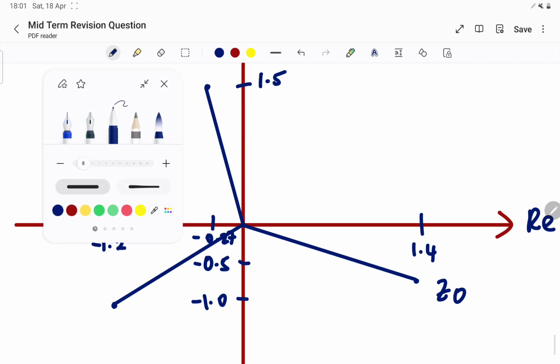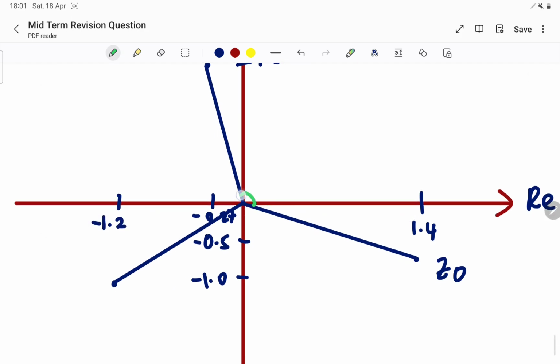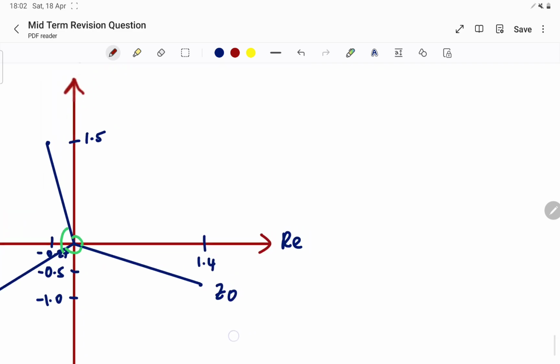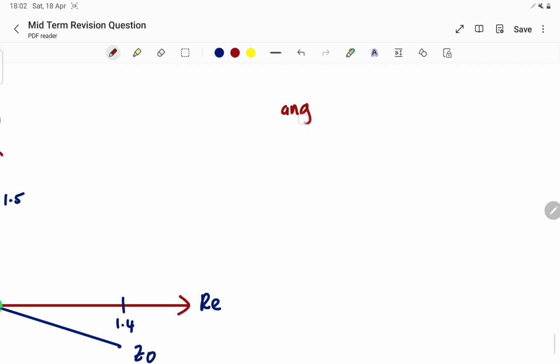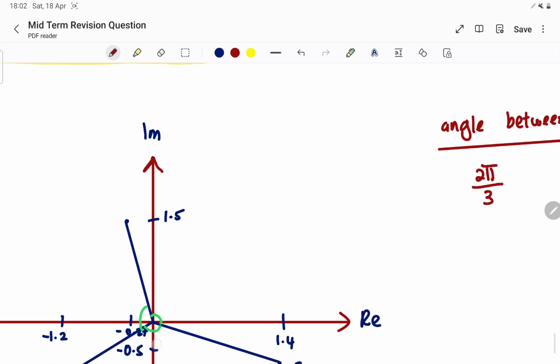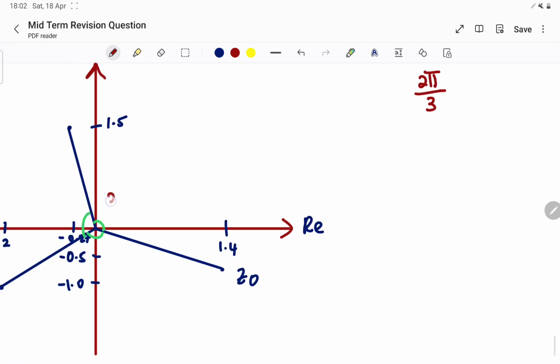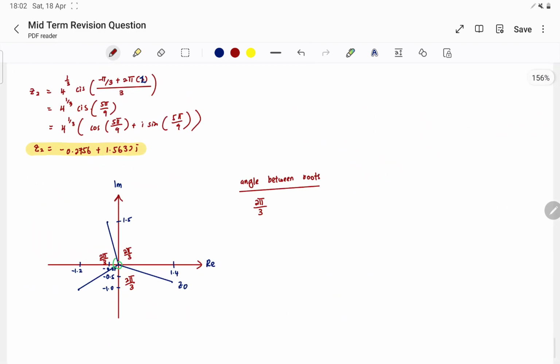Then by right, if you check, we have 3 successive roots. So how to find the angle between each of them? Remember, 1 full rotation is equal to 2π. So the angle between the roots is 2π divided by 3. Why? Because we have 3 roots right now. So the answer is 2π/3 for each of the roots: 2π/3, 2π/3, 2π/3. Then you're done for this question.